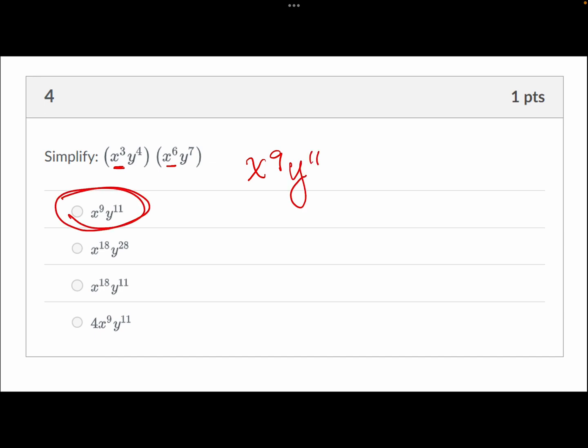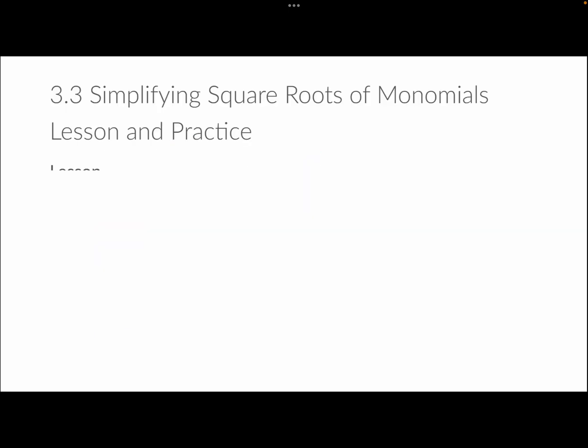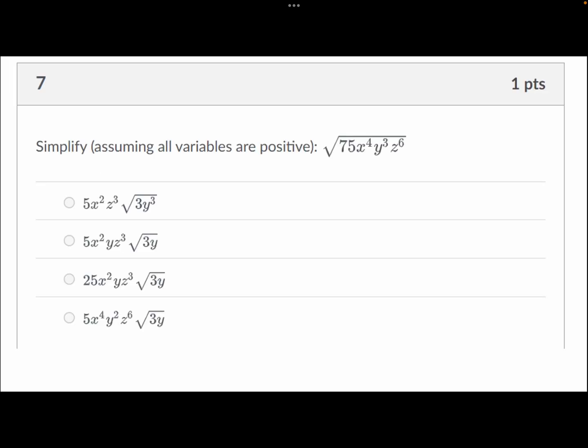X to the 9th, y to the 11th. Next one you have is simplifying square roots and monomials. We did a little bit of this simplifying square roots in the first chapter. In the first semester, there were some lessons like this, so some of this is review. It's just going to be going over with more variables involved than just numbers.